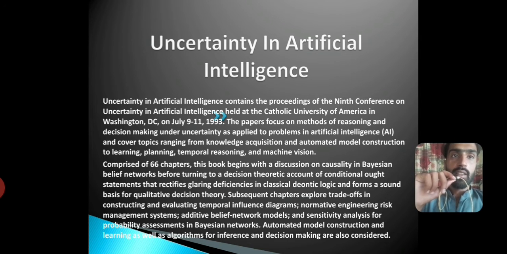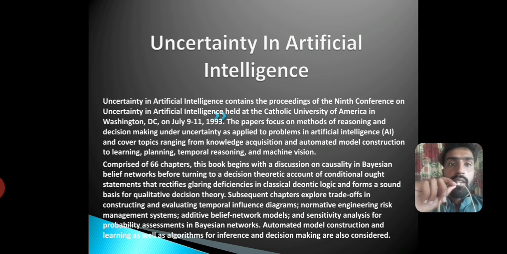Uncertainty in artificial intelligence. Uncertainty in Artificial Intelligence contains the proceedings of the ninth conference on uncertainty in artificial intelligence held at the Catholic University of America in Washington, D.C. on July 9 to 11, 1993. The papers focus on methods of reasoning and decision making under uncertainty as applied to problems in artificial intelligence, and cover topics ranging from knowledge acquisition and automatic model construction to learning, planning, temporal reasoning, and machine vision.